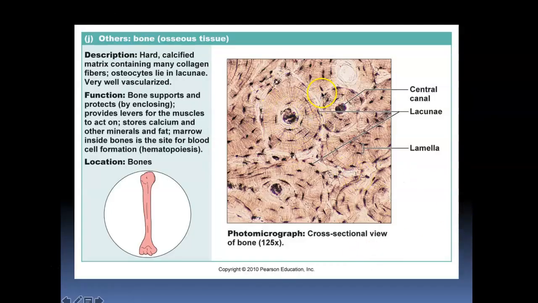It's like these circles right here. They look really cool, I think. And just the same information, hard calcified matrix. It contains some collagen fibers. The cells are called osteocytes.